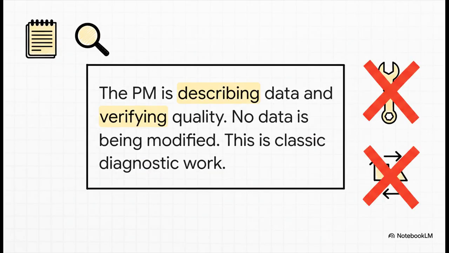Did you get it? The answer has to be phase 2. The magic words are documenting and noting inconsistencies. These are classic detective actions. The PM isn't changing anything, not standardizing the timestamp, nothing. They are purely assessing the situation. That is the absolute heart of data understanding.